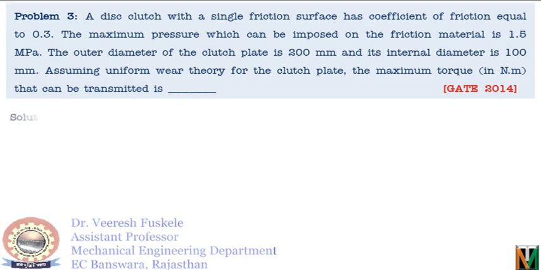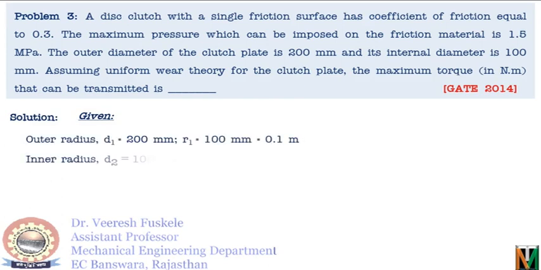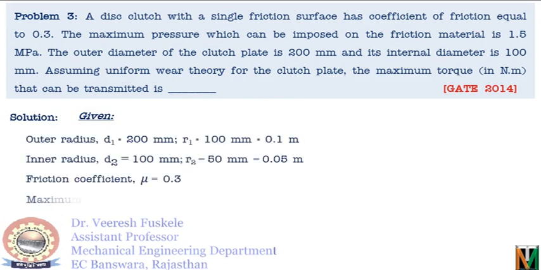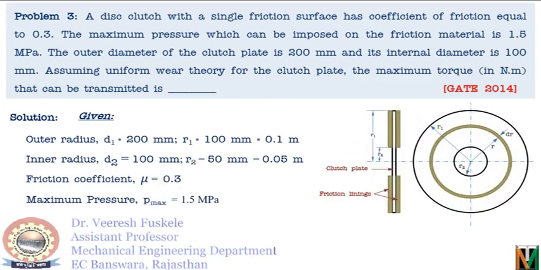So we'll first write down, as usual, the given parameters. We are given the outer diameter as 200 mm, so the radius will be 100 mm, that is 0.1 meter. The inner diameter is given as 100 mm, so the radius will be 50 mm, that is 0.05 meter. The friction coefficient is 0.3 and the maximum pressure, that is P max, is given as 1.5 megapascal.